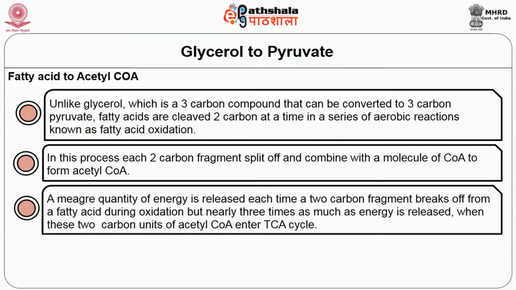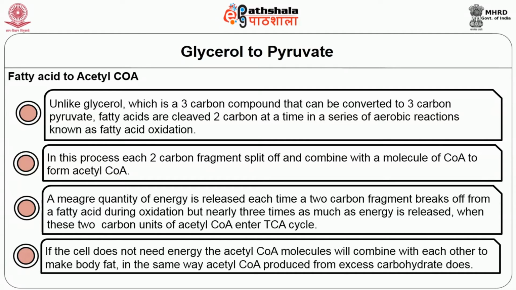A major quantity of energy is released each time a 2 carbon fragment breaks off from the fatty acid during oxidation, but nearly 3 times as much energy is released when these 2 carbon units of acetyl-CoA enter the TCA cycle. If the cell does not need energy, the acetyl-CoA molecules will combine with each other to form body fat, in the same way acetyl-CoA produced from excess carbohydrate does.